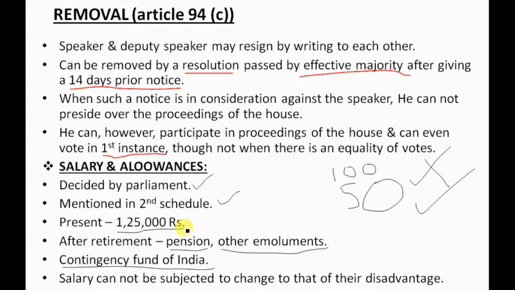But when the speaker is holding his or her office, at that particular time the parliament cannot make any legislation so as to reduce the income, or so as to reduce the pension benefits or other emoluments. So no such parliamentary act can be made towards the disadvantage of such a speaker who is in office. But after such a legislation is passed, that is applicable only to the next or the upcoming speakers, not to the present speaker.